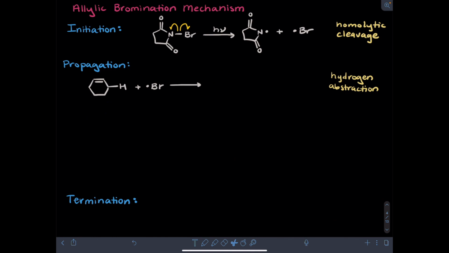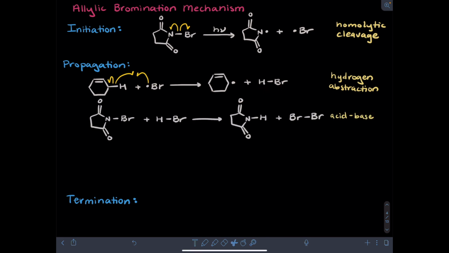The first propagation step is a hydrogen abstraction. The bromine radical is going to break the weakest CH bond, which is adjacent to the alkene. I'll bring the bromine radical and one electron from the CH bond together, and take the other CH bond electron and bring it to carbon. This forms the resonance-stabilized allylic radical and HBr.